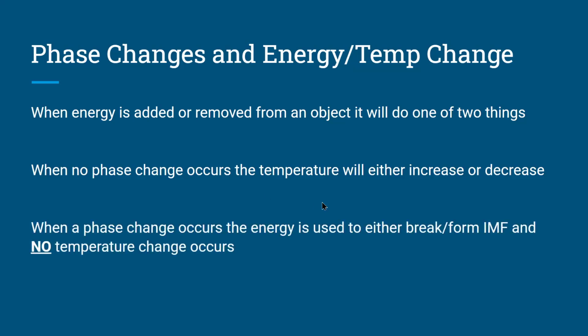The other thing that can happen is we can use the energy to change phases. So when we're going from a solid to a liquid or from a liquid to a gas or vice versa, then that energy is being used to either break or form intermolecular forces between the molecules, and no temperature change occurs. You cannot change temperature and phase at the same time. You only change one or the other.